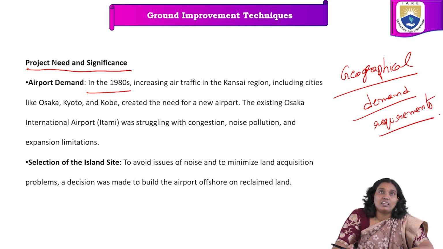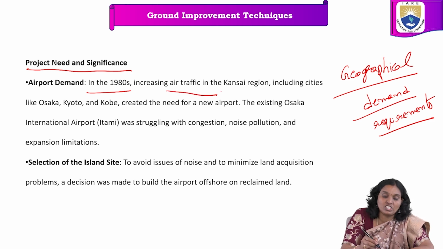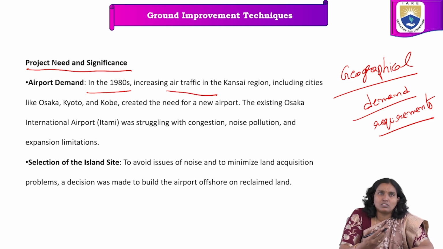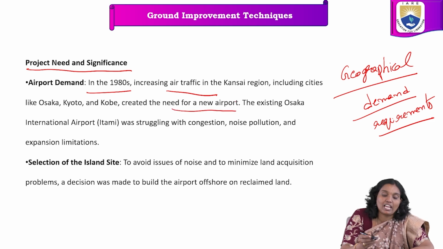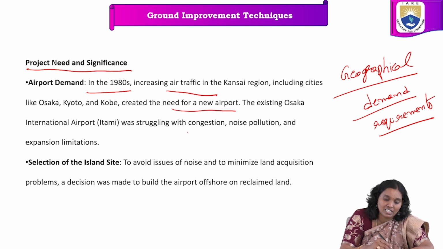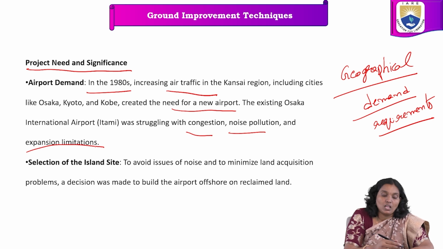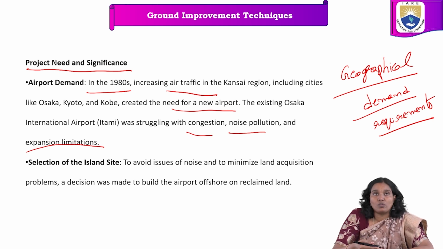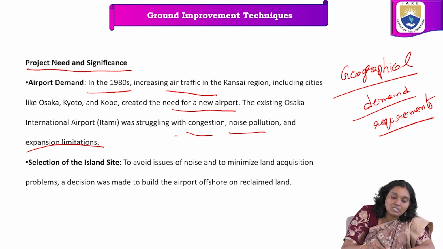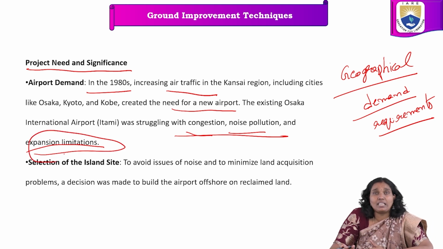So in the 1980s, increasing air traffic in this region, including cities like Kyoto and Kobe, created a new need for this airport. The existing Osaka International Airport was struggling with congestion, noise pollution, and expansion limitations. So in future also, we are going to understand all these parameters for constructing, and the environment of that particular locality also plays a role.